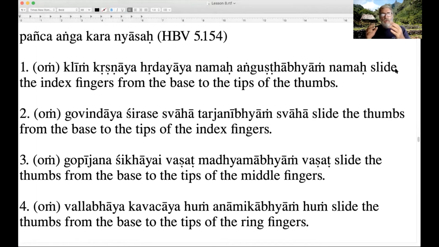So now we do Om Klim Krishnaya Hridayaya Namaha Angushthabhyam Namaha. And it's just like a typical Karanyasa, right? The way we do it. But instead we add these mantras which are also from the Anganyasa. Right? Again, this is dividing the Gopal Mantra in five. Whenever we see Panchanga, it means five. And when we see Shadanga, it means six. Right? Om Klim Krishnaya Hridayaya Namaha Angushthabhyam Namaha. Om Govindaya Shirase Swaha Tarjanibhyam Swaha. Om Gopijana Shikhaya Vashat Madhyamabhyam Vashat. Om Balabhaya Kavachaya Hum Anamikabhyam Hum.